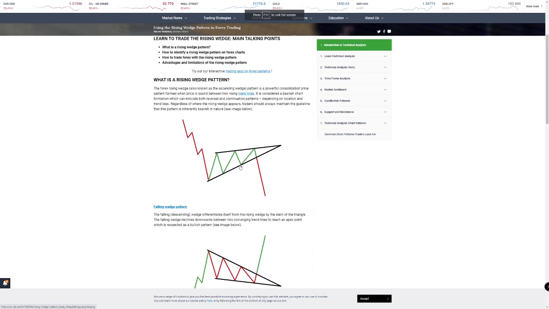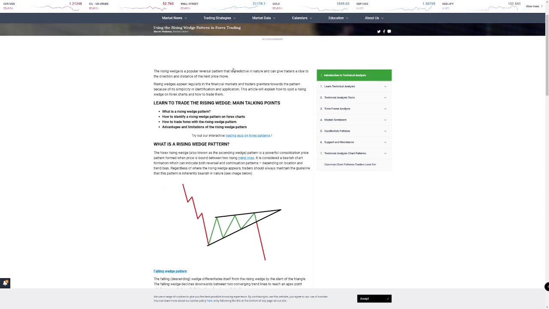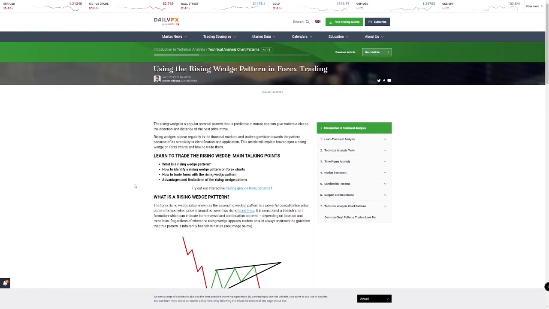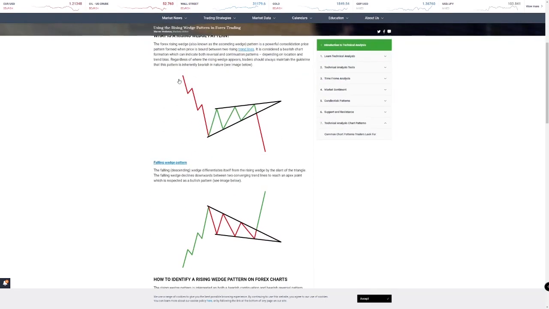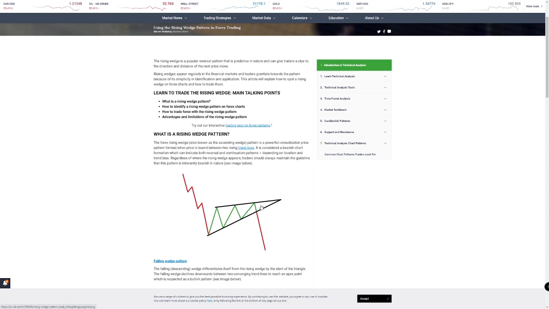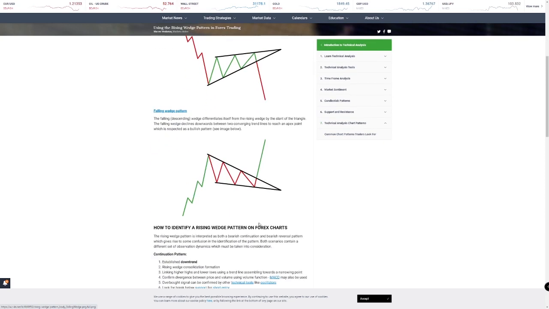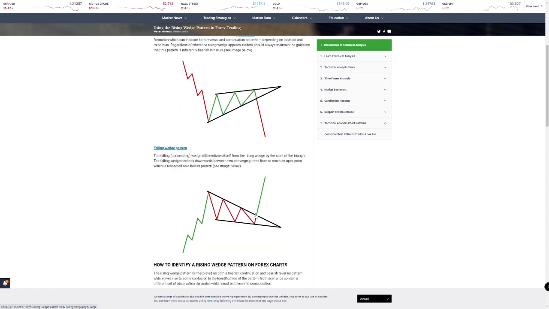So what is a rising wedge pattern? This is on Investopedia, and it basically looks like this. It goes up and then it breaks down and it falls down. It basically rises and then falls, and then falling wedge, which is my favorite pattern, is where it falls and then it breaks. When it breaks this line, it breaks out and it gives you a target.